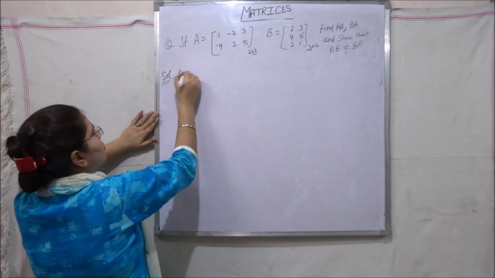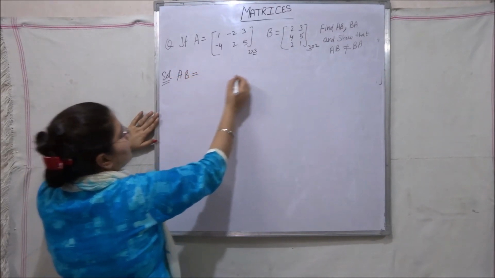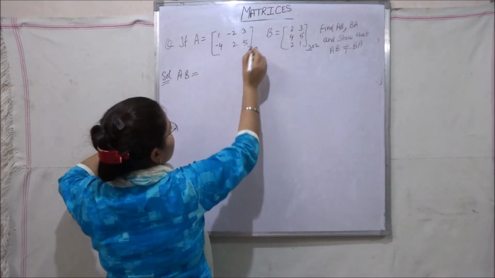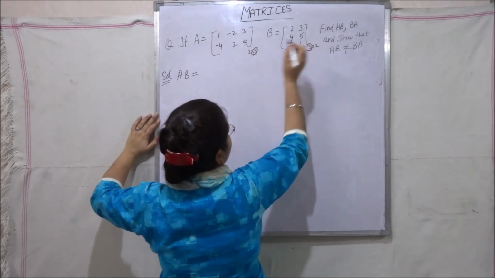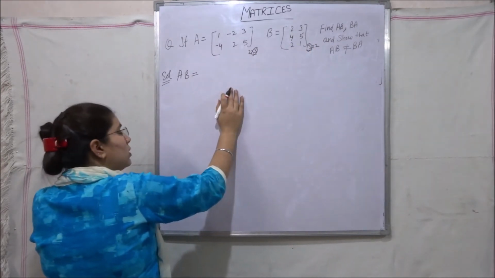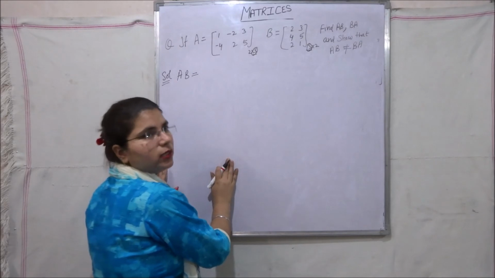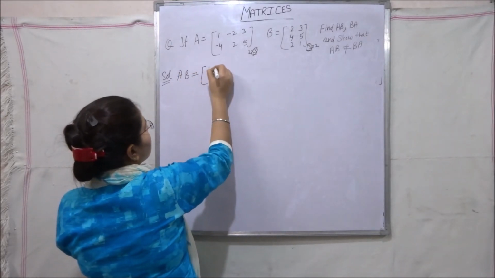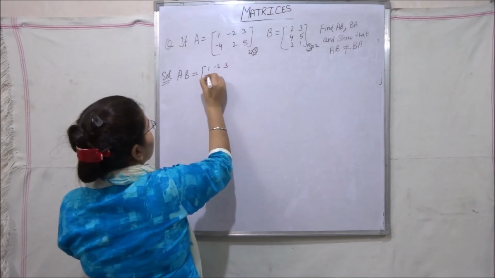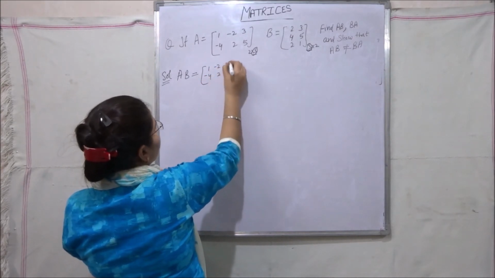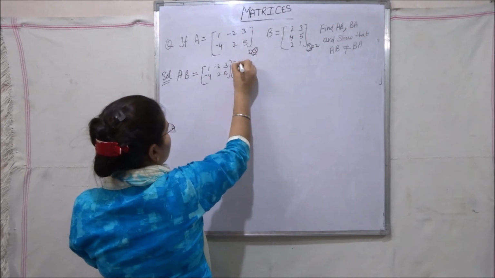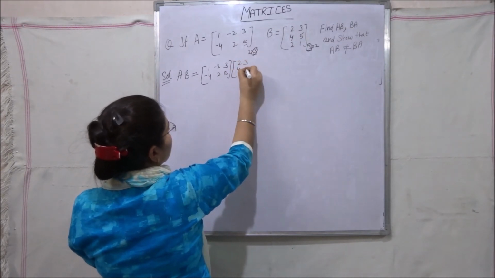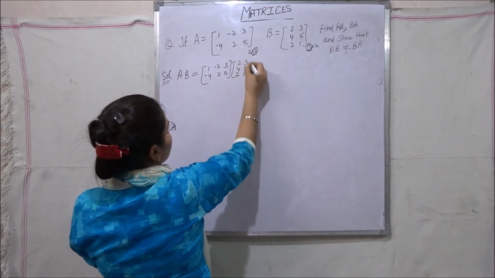Now let us do the multiplication. Here the number of columns is 3 and the number of rows is 3. So these are equal, so we can multiply matrix A with matrix B. 1, minus 2, 3, minus 4, 2, 5, and 2, 3, 4, 5, 2, 1.